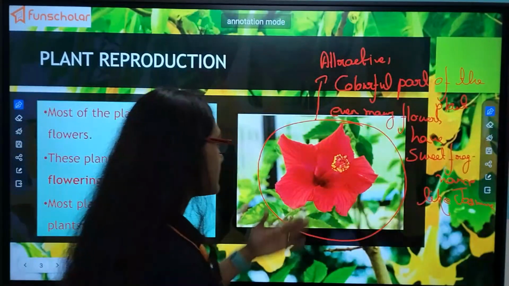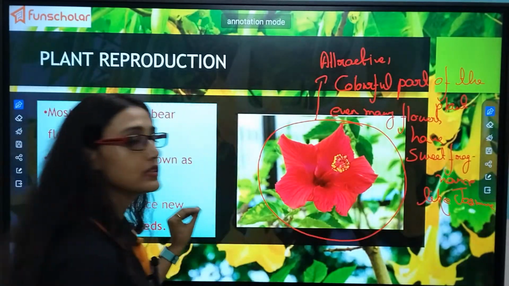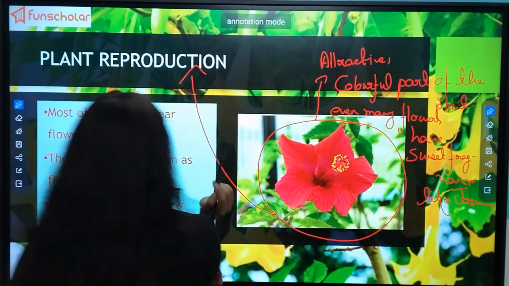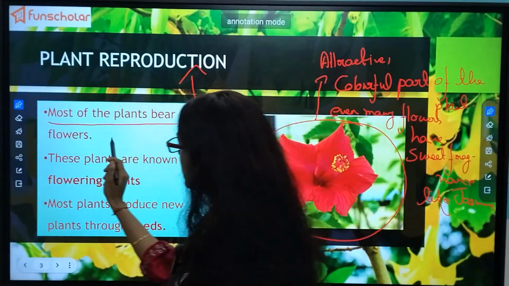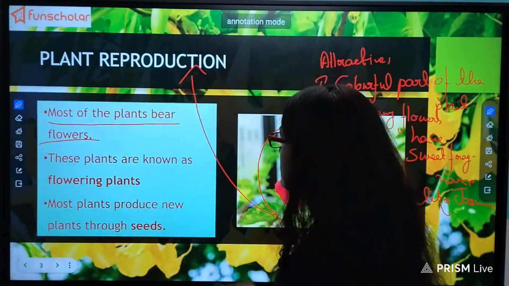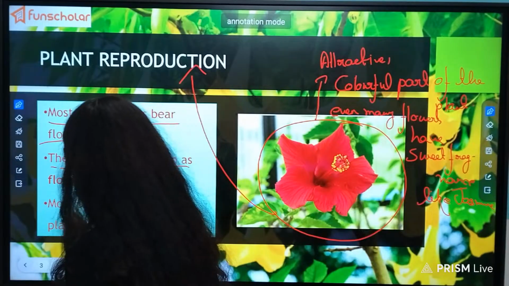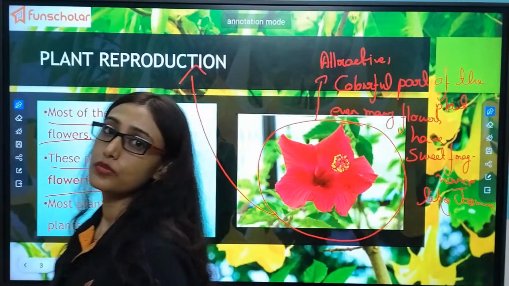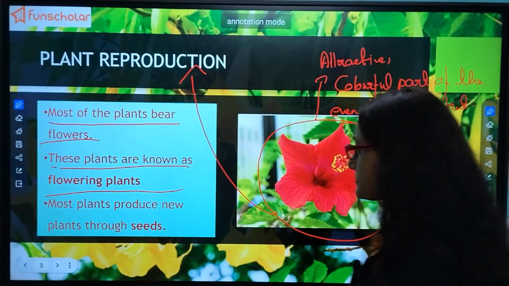No, plants have produced flower to carry out the process of reproduction. Okay, now let's read. Most of the plants bear flowers. Not all plants, but most of them do bear some flowers. These plants are known as flowering plants. So those plants that can produce flowers are known as flowering plants.